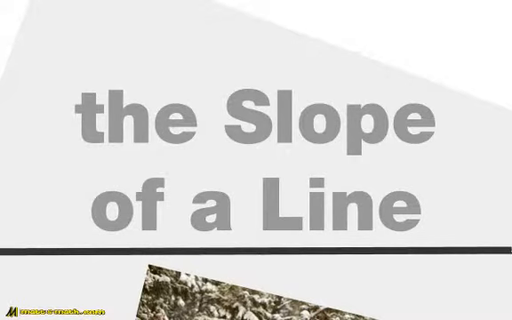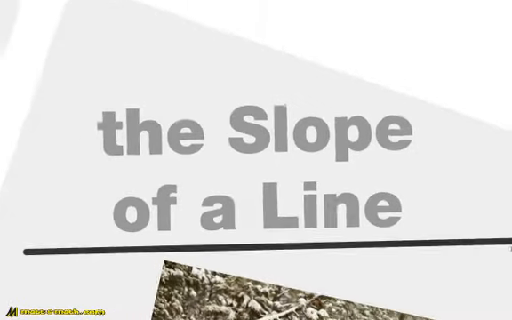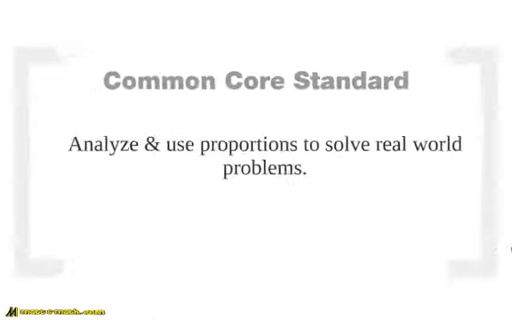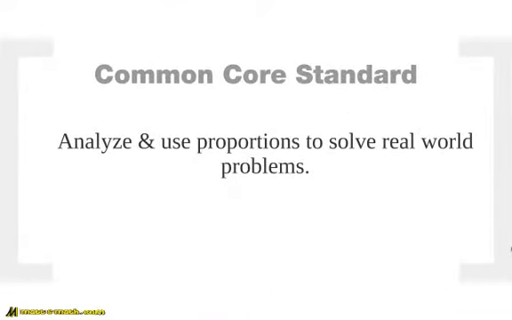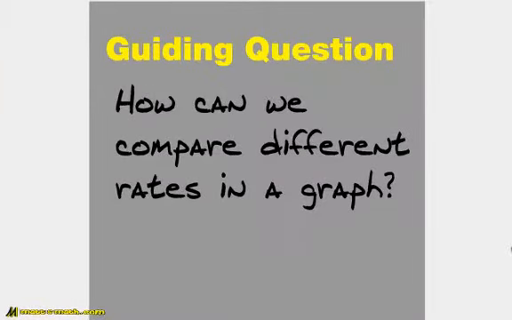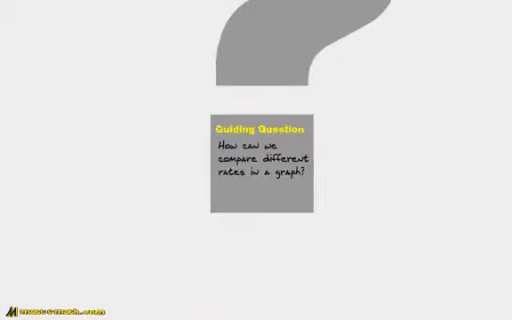And what is it? What's the slope of a line? That's what we'll be talking about today. We're in the Common Core standard of ratios and proportions, and we're going to analyze and use proportions to solve real-world problems today. Our guiding question is: how can we compare different rates in a graph? Looking at slopes and comparison of different rates, how do they measure up to each other?